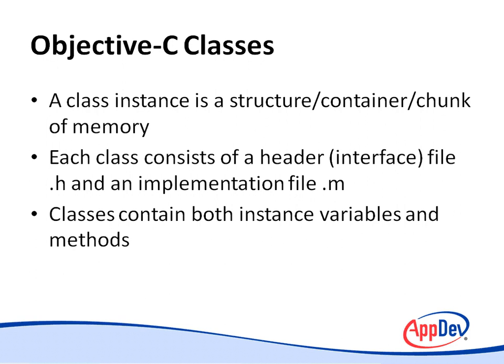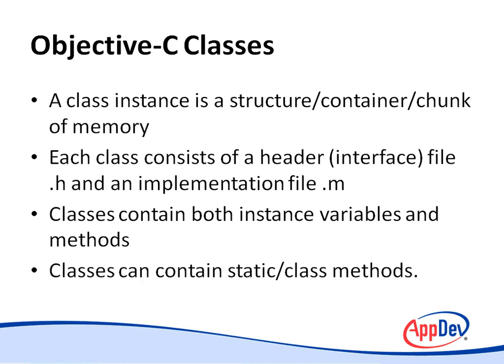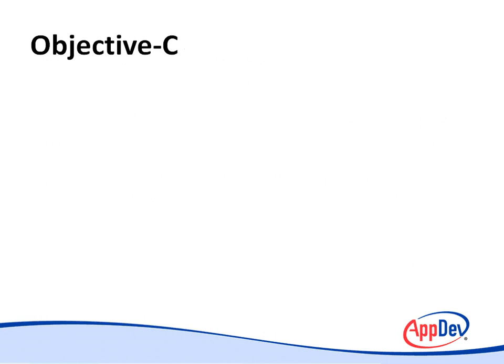So I said before, classes contain both instance variables and methods. Now classes can also contain static or class methods. So in other programming languages you'd call it a static method. Objective-C calls it a class method. And basically what that means is that the method is operating on the class rather than on a specific instance of that class. So for example, you might call the class to give you back a new object, a new instance. That would be the simplest and most popular static or class method. And we're going to look at that in code very soon, so you'll get a chance to see that.